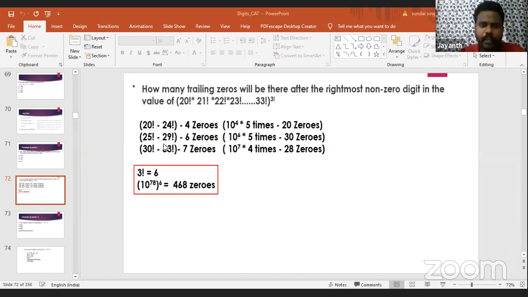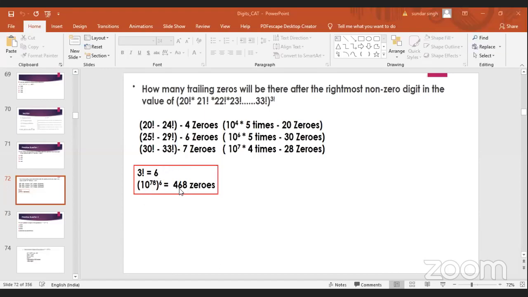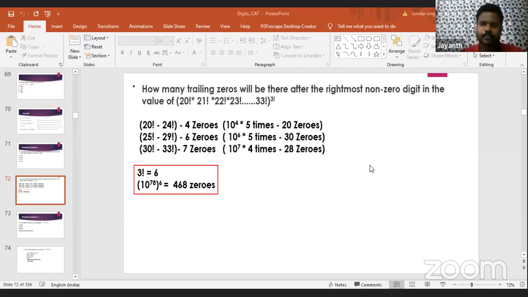25 factorial to 29 factorial has 6 zeros. How many numbers? 25 to 29, 5 numbers. So 10 power 6 into 5 times, which is 30 zeros. 30 factorial to 33 factorial, we have 4 numbers, and 30 factorial has 7 zeros, so 10 power 7 into 4, which is 28 zeros. 20 plus 30 is 50, 50 plus 28 is 78. 3 factorial is 6, so 10 power 78 to the power 6. 78 sixes are 468 zeros. That is the answer for this question.